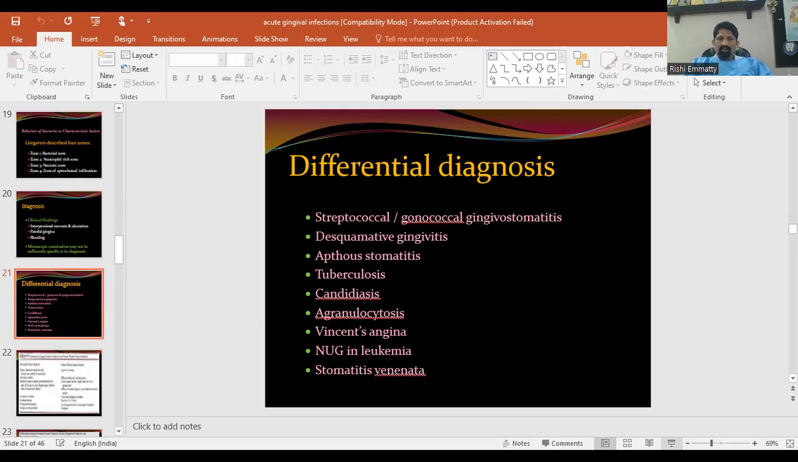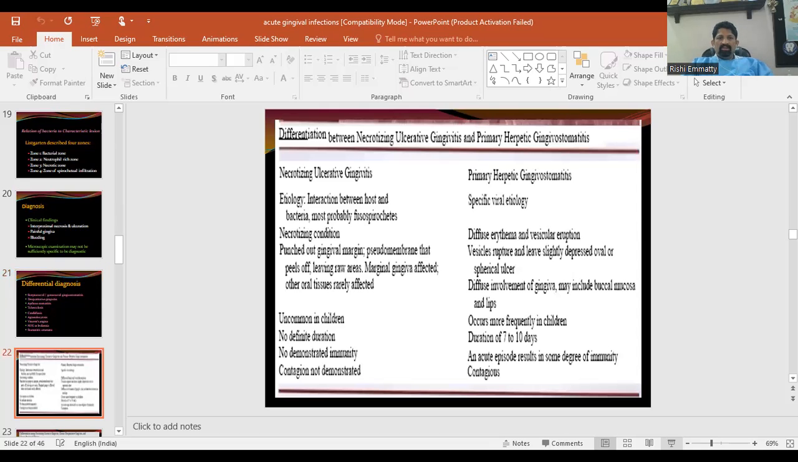Differential diagnosis: streptococcal or gonococcal gingivostomatitis, desquamative gingivitis, aphthous stomatitis, tuberculosis, candidiasis, agranulocytosis, Vincent's angina, necrotizing ulcerative gingivitis in leukemia, and stomatitis venenata. Now, differentiation between necrotizing ulcerative gingivitis and primary herpetic gingivostomatitis. For necrotizing ulcerative gingivitis, the etiology is an interaction between the host and the bacteria, most probably fusospirochetes. And herpetic has a specific viral etiology.